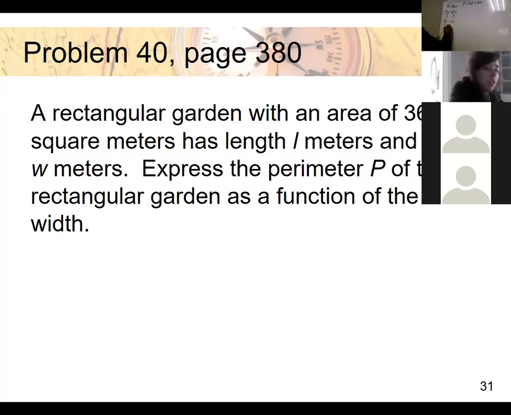Then the next step would be to take this expression 36 over L, which is what W is equal to, and substitute it. No, not that. Okay, I did this wrong. Actually, I need to solve for L, so that way I can put this in terms of W. Wait a minute. Solve for L. So I need to divide W on both sides. So this is L is equal to 36 over W.